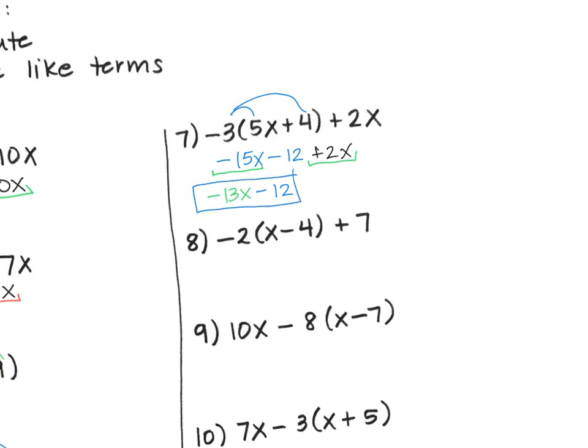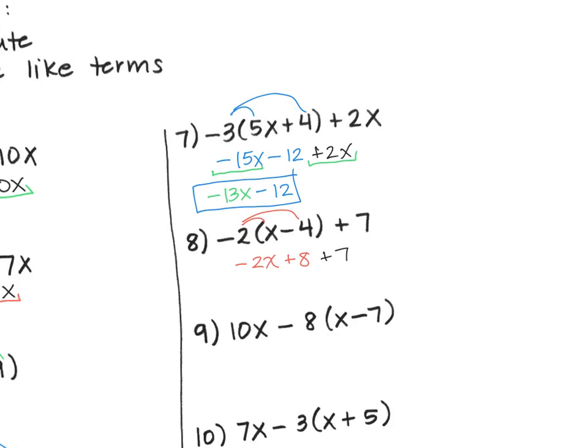Okay, I'm going to go ahead and try another one with negatives. If you're confident, you're welcome to do it on your own and then check. Okay, I see the parentheses, so I want to do this and this. So negative 2 times x is negative 2x. Minus 2 times minus 4 is going to cancel to a positive 8. The minus on the outside always changes all the signs. I'm going to bring down the plus 7.